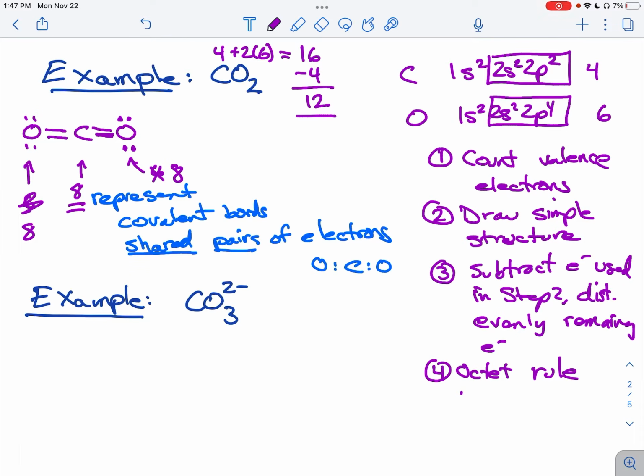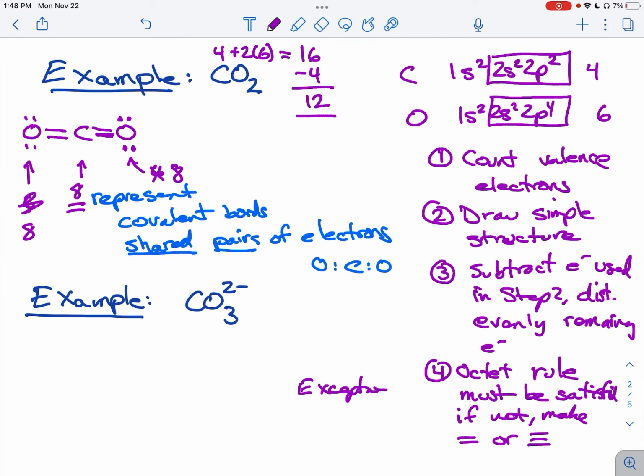Step 4 is the octet rule must be satisfied. If not, we're going to make double bonds or even triple bonds if necessary, and that'll come up later. One thing here, there are some exceptions. There are a lot of exceptions to the octet rule. Hydrogen is an exception. Hydrogen is a hard exception. Hydrogen only needs 2 electrons around it.